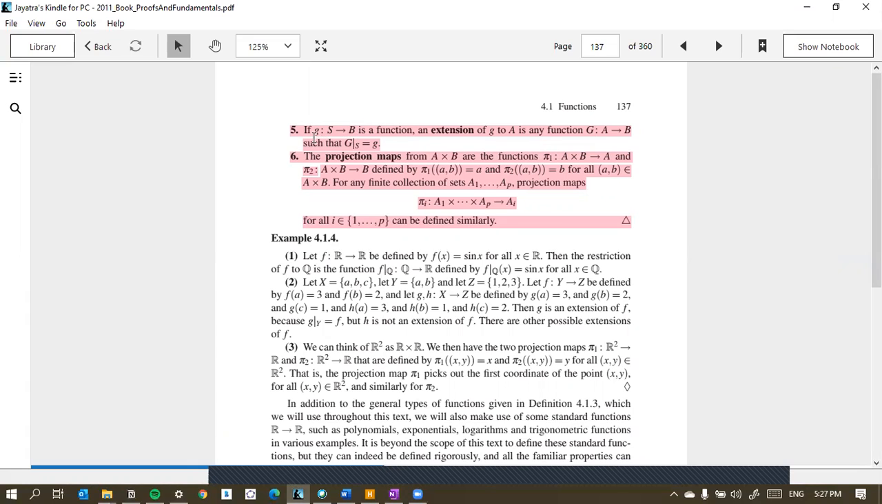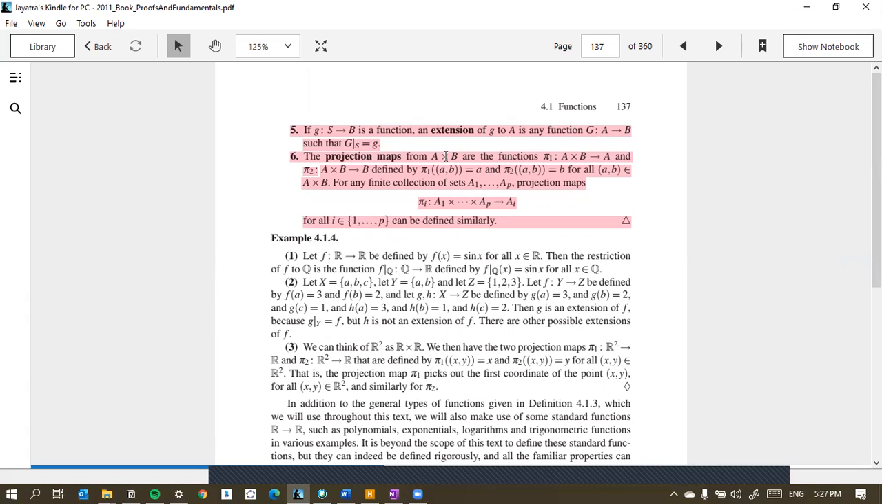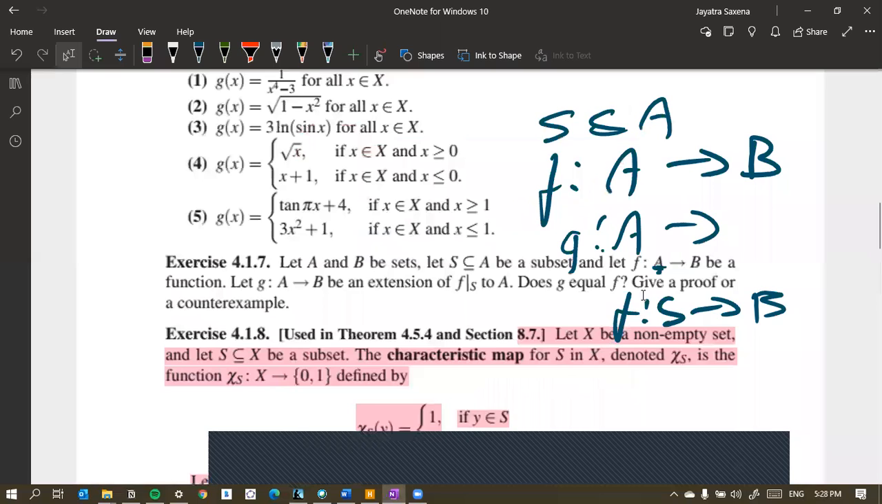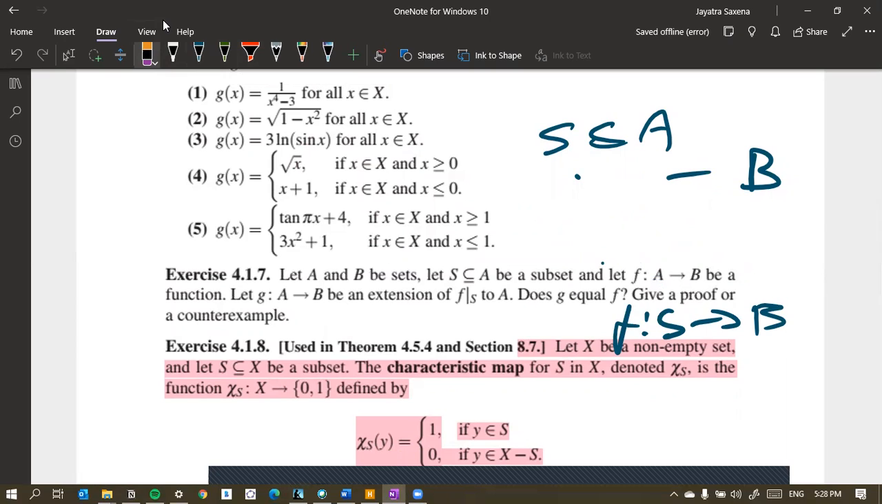So if f from S to B is a function, an extension of f to A is any function G from A to B such that G restricted to S is equal to f. So yeah, over here I think it was supposed to be F from S to B, because this does not really make sense, right? Any answer, opinion?